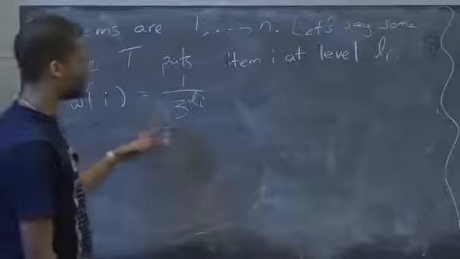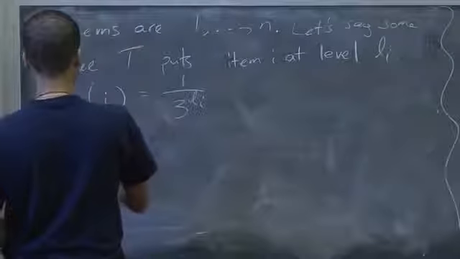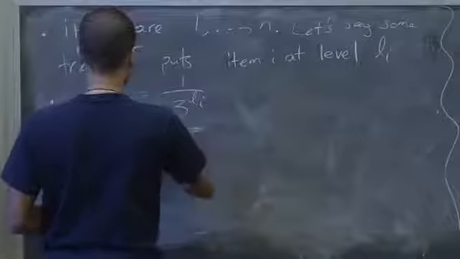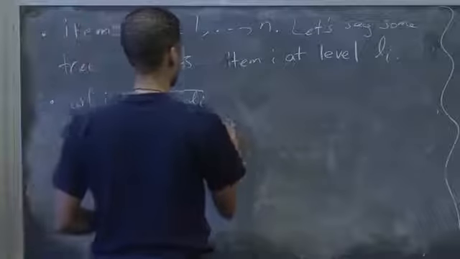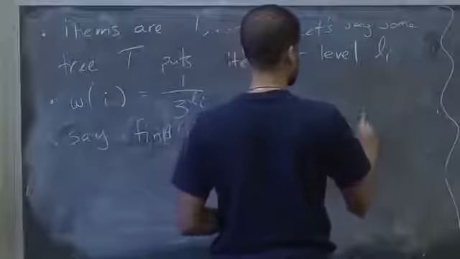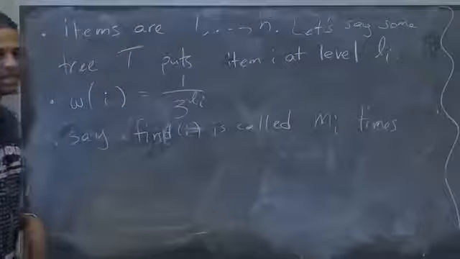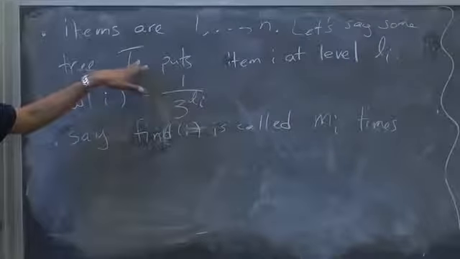So before I analyze splay trees, say i is accessed, say find i is called n_i times, or m_i times. What's the cost of serving this access sequence using the fixed tree T?